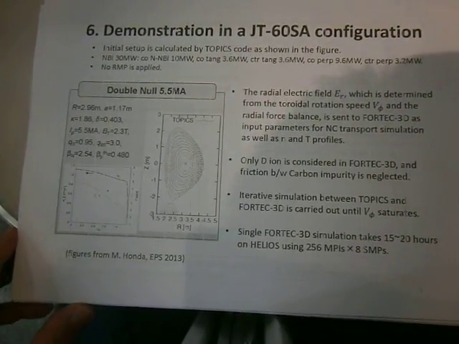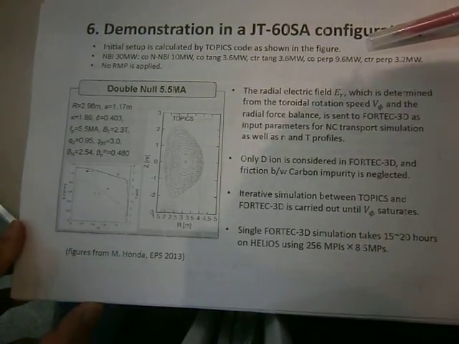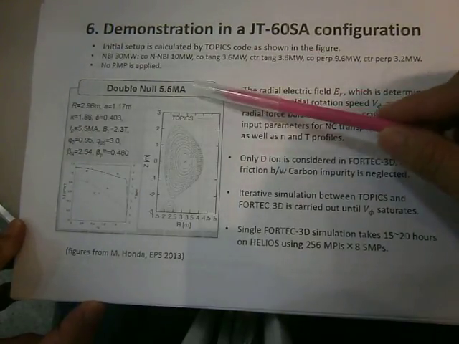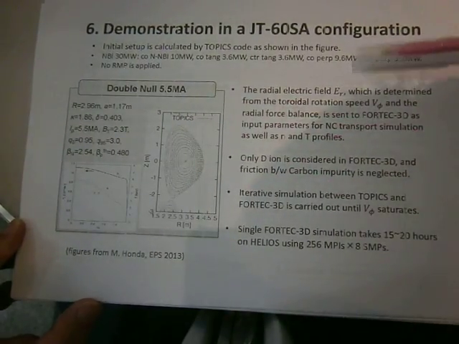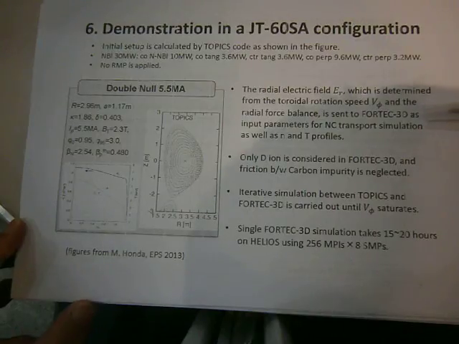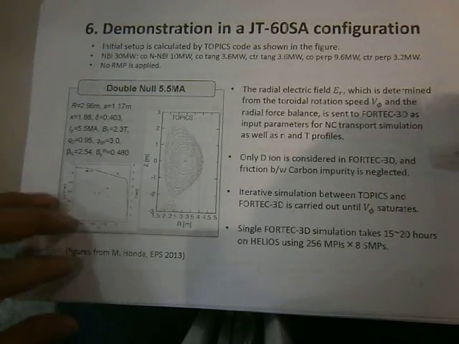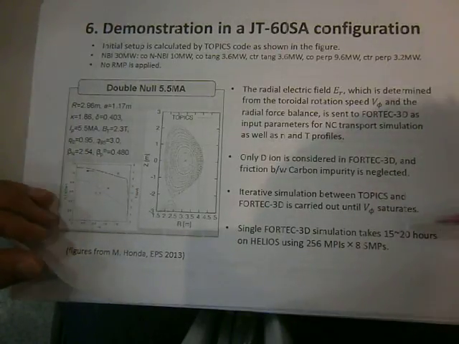GT60 configuration, initial setup of the calculation by TOPICS code as shown in the figure. NBI to turn the rapid double nav. Figure the bond as a radial electric field, which the data means that the total rotation speed, the radial force balance, and as input parameter transfer for simulation, as well as they consider the full carbon emitter, neglect initial simulation.